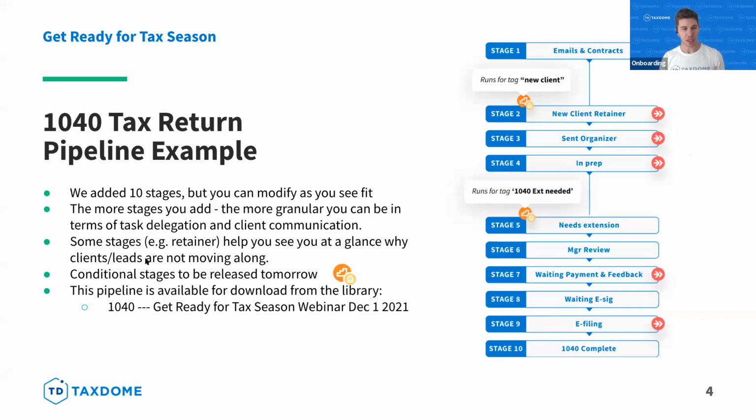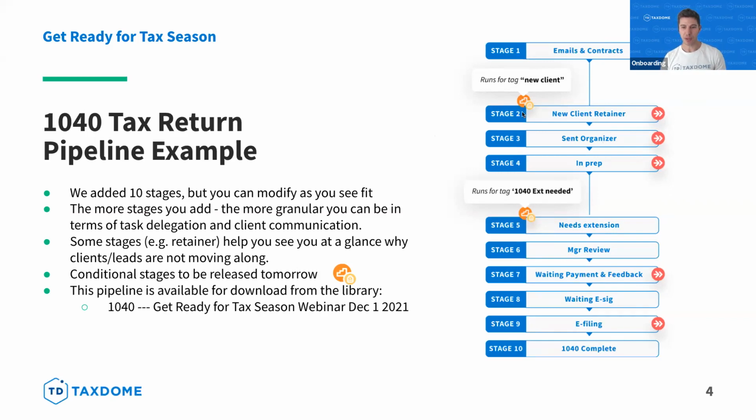So in this exact scenario, we have 10 stages, but again, you can modify them as you see fit. And as you can see, some stages are named to really give you more granular view of what's going on at a glance. So for example, if a client is a new client retainer, you are automatically going to know why they're not moving across because they haven't paid their retainer and that they're getting hung up in there.